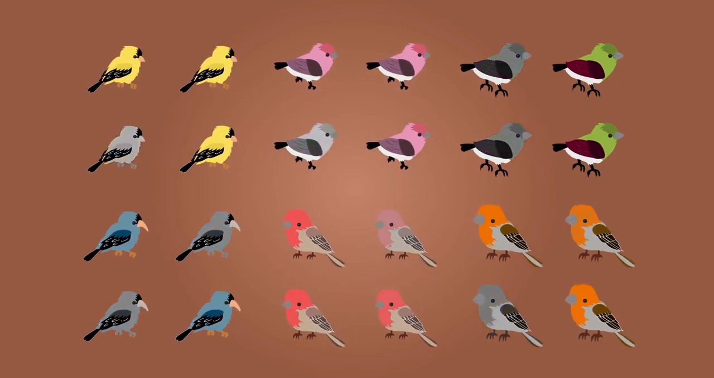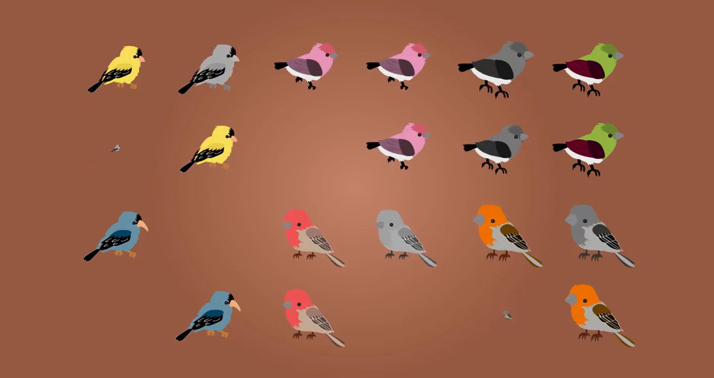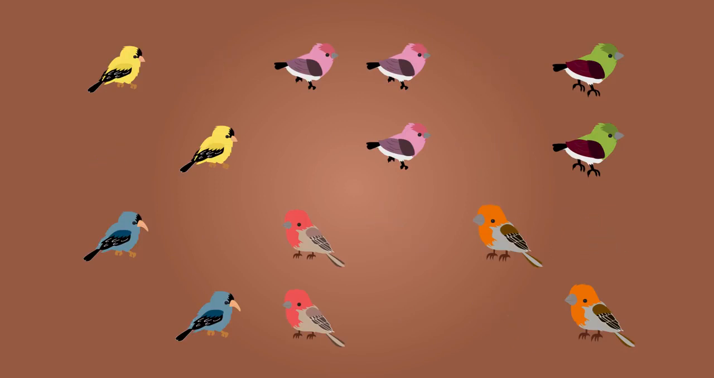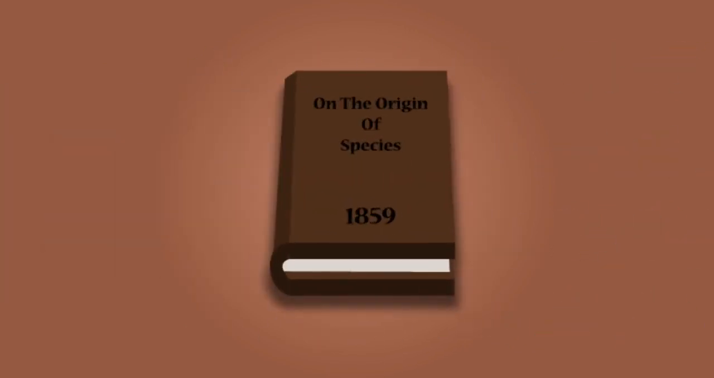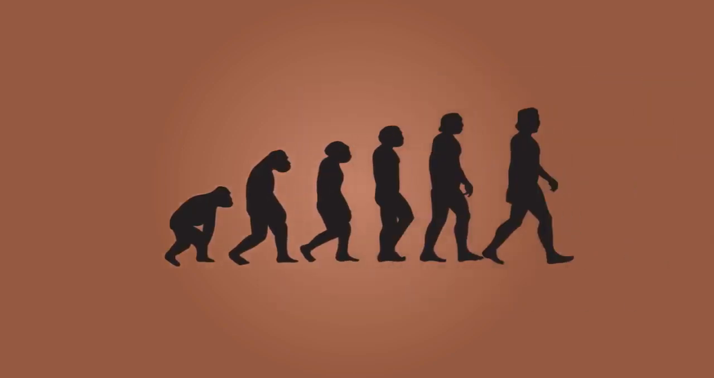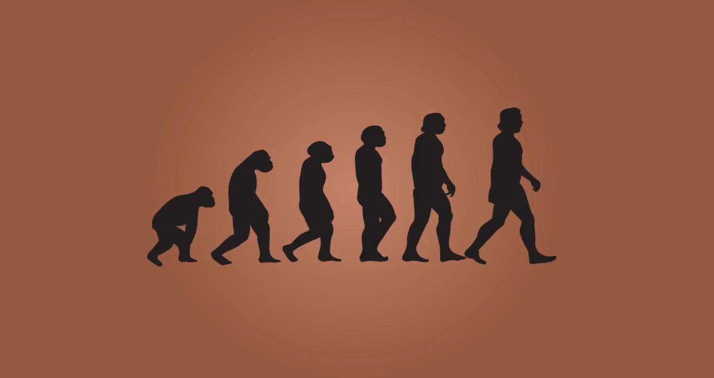less advantageous characteristics. Darwin called this theory natural selection, and he published it in his book On the Origin of Species in 1859. Evolution by natural selection is now widely agreed to be the most accurate theory to explain the origin and diversity of all life on Earth.